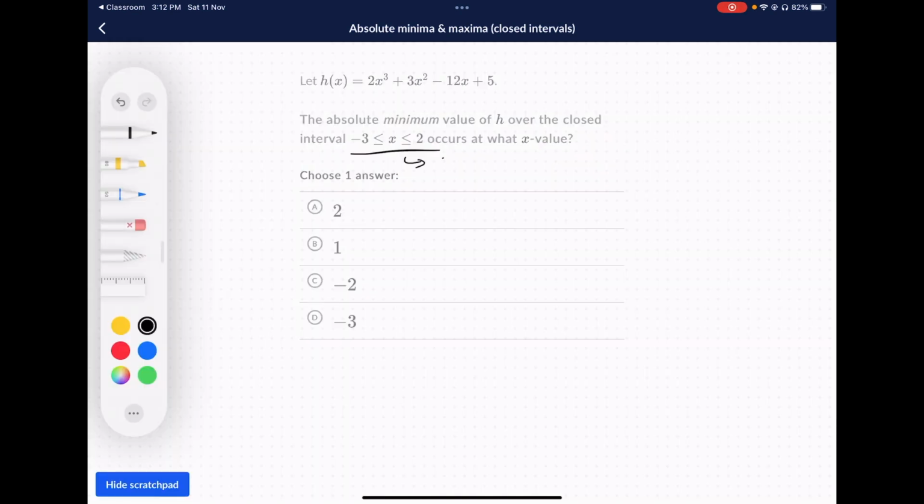Write this as negative 3 comma 2. Use this bracket to signify a closed interval. And now step 1 is going to be to find the derivative, or find f prime of x.